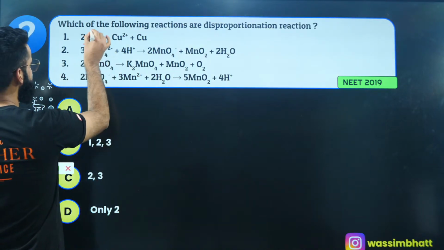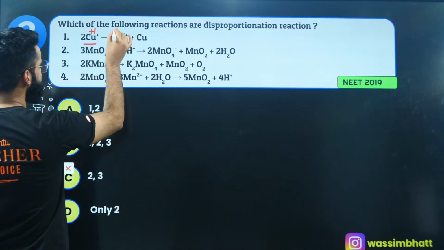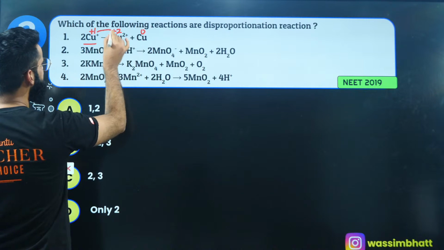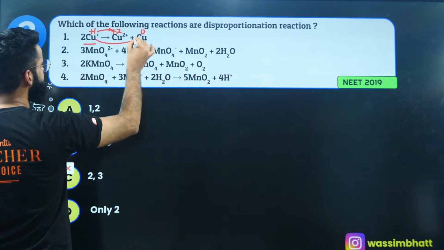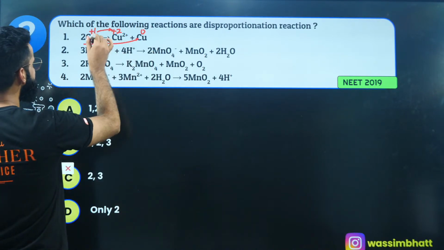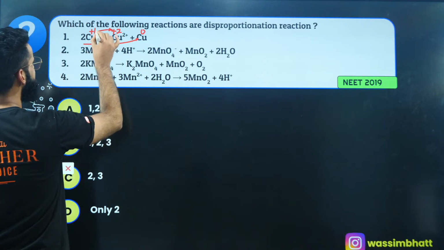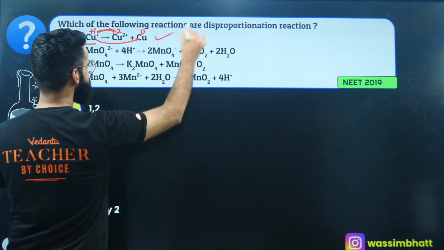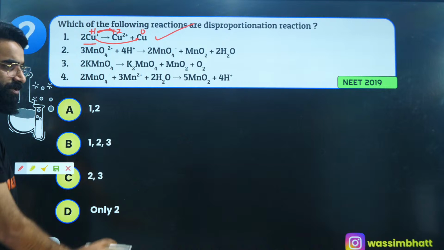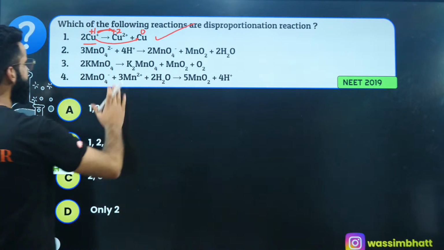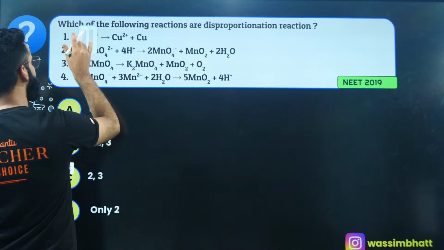Copper over here shows +1 oxidation state, and right here it shows +2, and right here it's showing 0. +1 to +2, increase in oxidation state, +1 to 0, decrease in oxidation state. So the oxidation state of the same species is simultaneously increasing as well as decreasing. So this reaction is the example of the disproportionation reaction, right? Similarly, if you look at the second one. So the first reaction is the example of disproportionation.